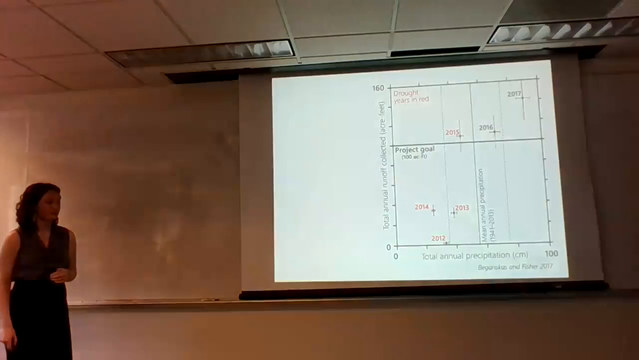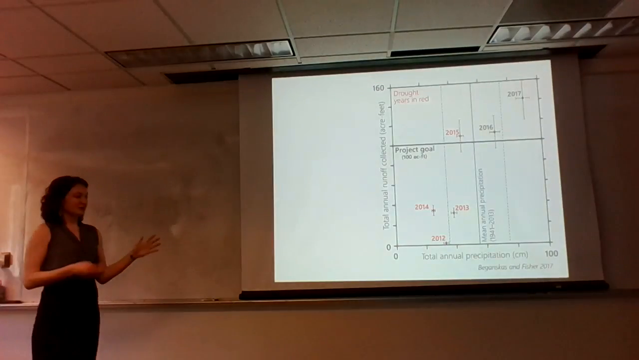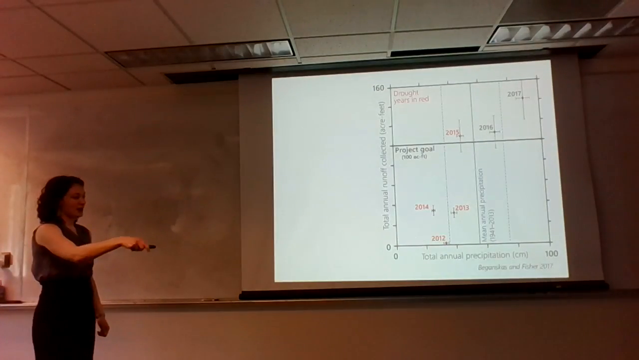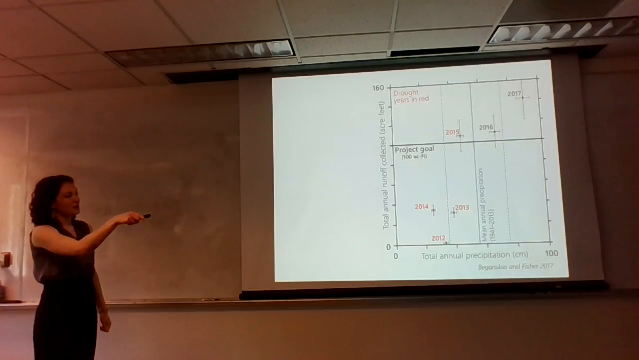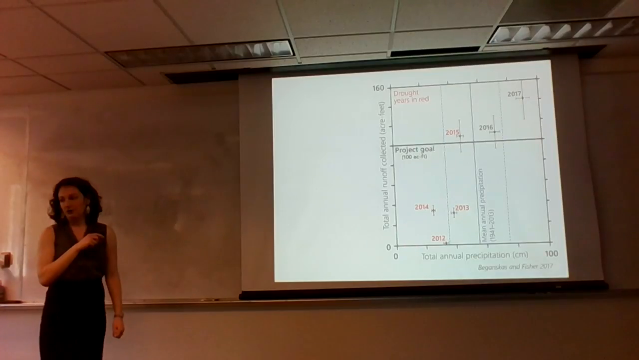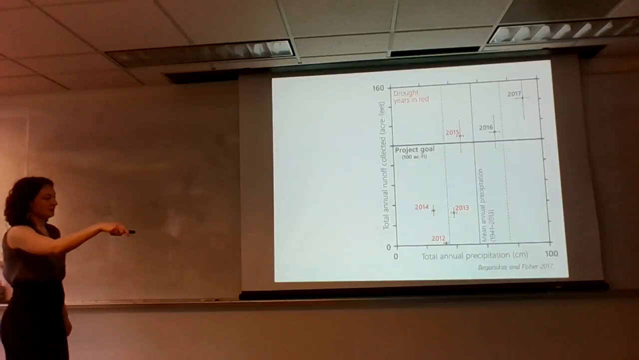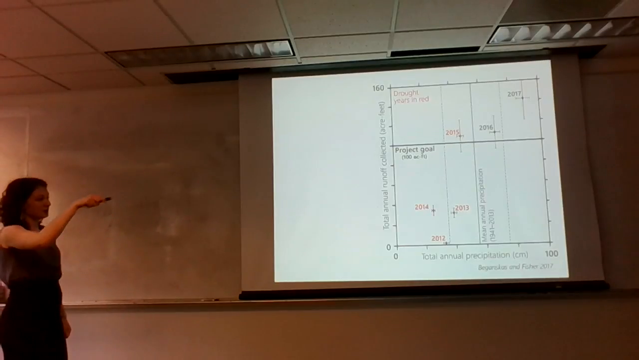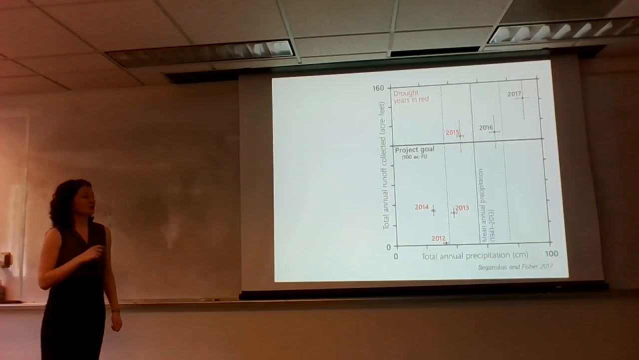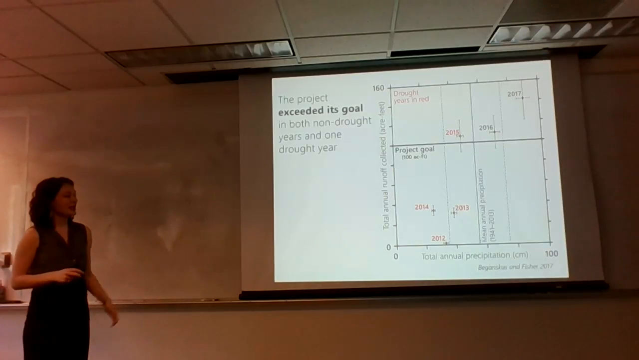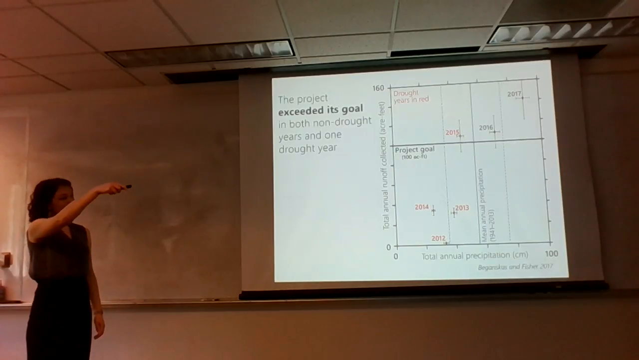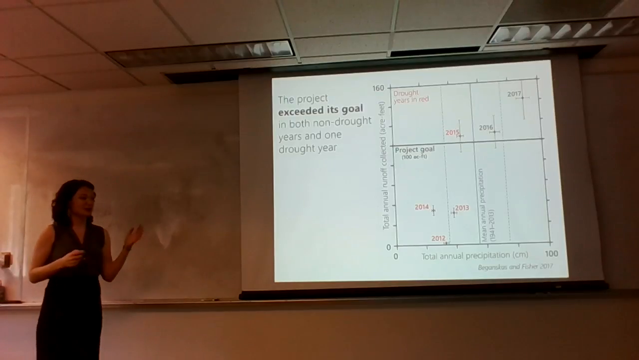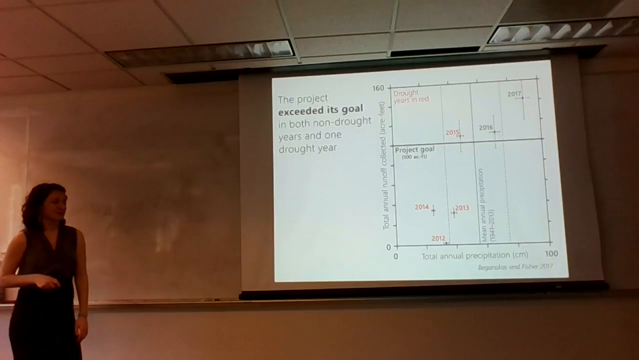This figure summarizes 6 years of data from the field site, showing how much runoff was collected each year and how much rainfall there was. This horizontal line represents the project goal, 100 acre-feet, and this vertical line is the mean annual rainfall. The 4 years in red here represent the regional drought that I mentioned in the introduction. And this project exceeded its goal during the 2 non-drought years and during one of the 4 drought years. So it seems to be successful in practice.